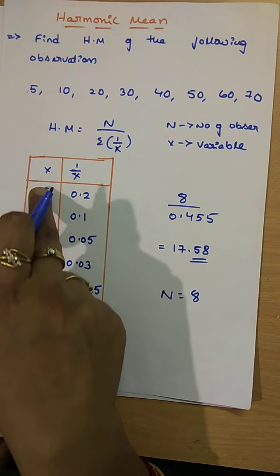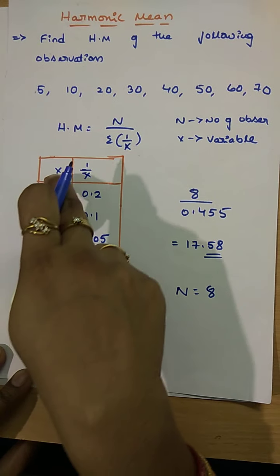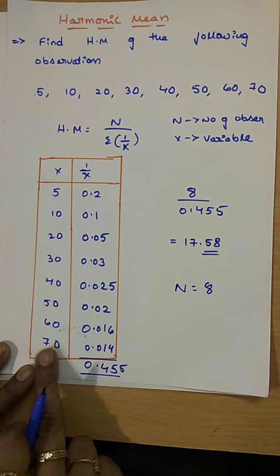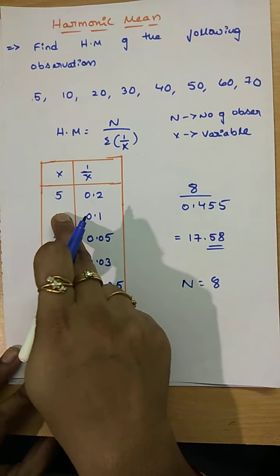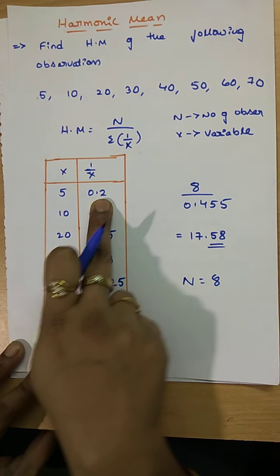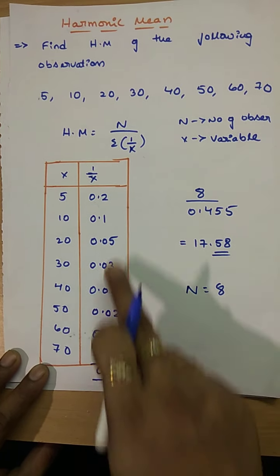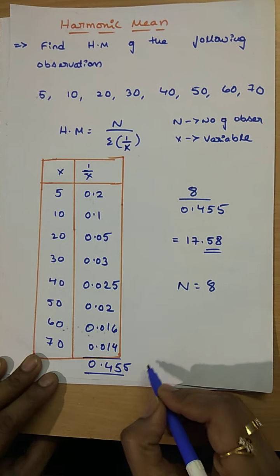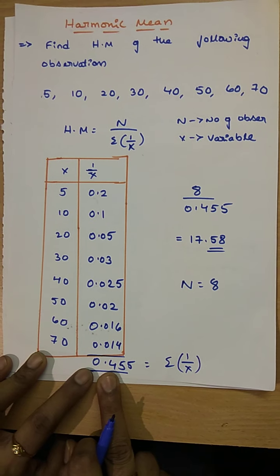Here x means the variables. x we know: 5, 10, 20, 30, 40, 50, and so on. They have given these in the problem itself. We need to find 1 by x. Simply 1 divided by 5, 1 divided by 10, 1 divided by 20. 1 divided by 5 means 0.2. Like that, 1 divided by 70 means 0.014. After that we need to add all these values, so that we get the summation of 1 by x.